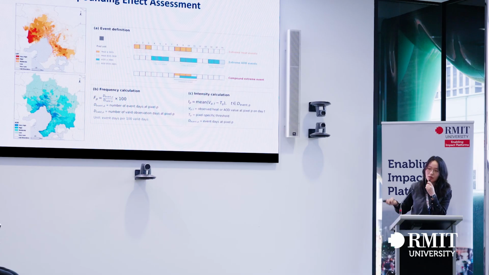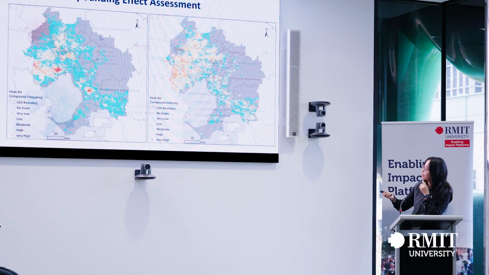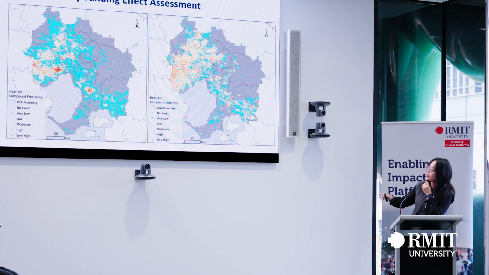We also include both the frequency and the intensity of the events. So this is the heat and air compound frequency and intensity. We can see there are mainly two centers here, which are the western and also the southeastern areas. Yeah. So next, we'll just move to Ryan.